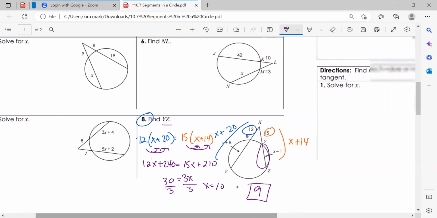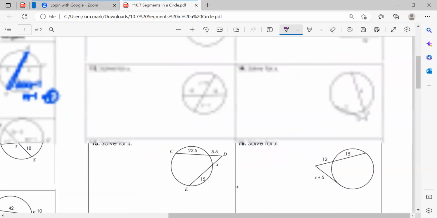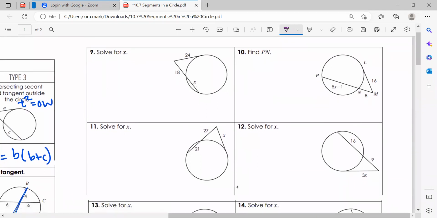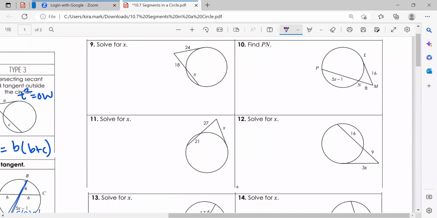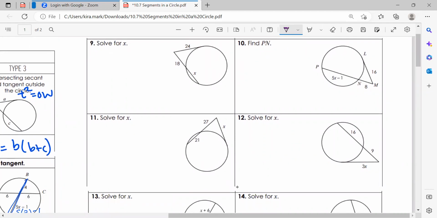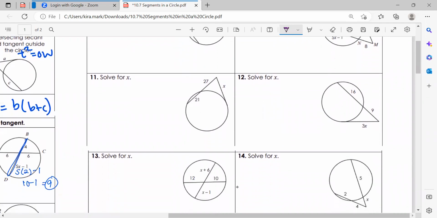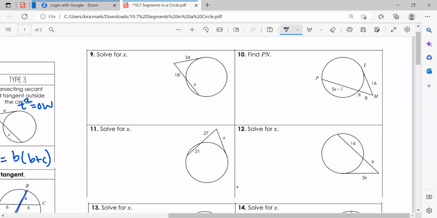Let's look at another one of those. Going to up here. So we have, oh, these ones are tangent problems. They're fine. Let's do a couple of these. These ones kind of get confusing sometimes. Let's do 10.